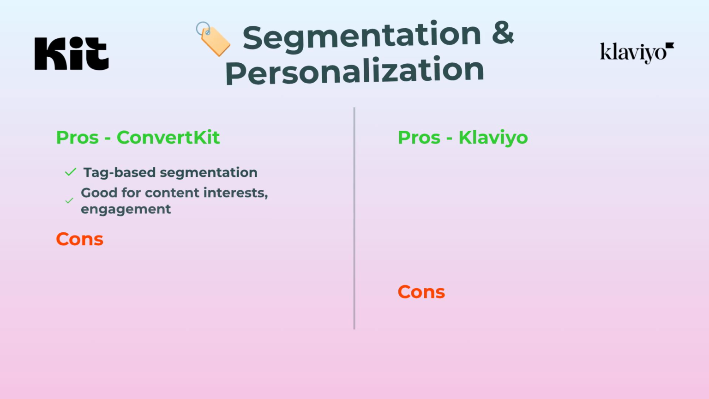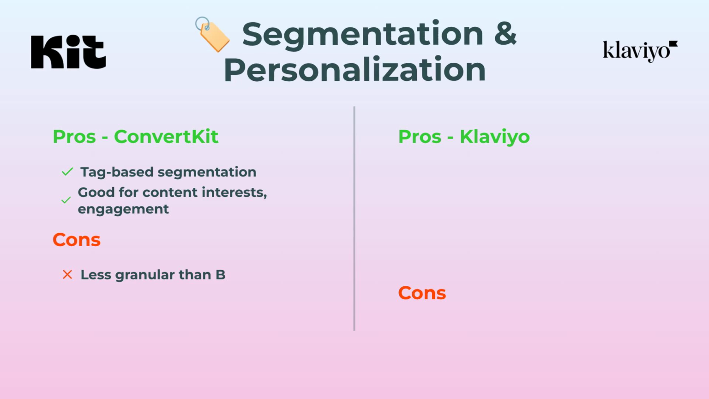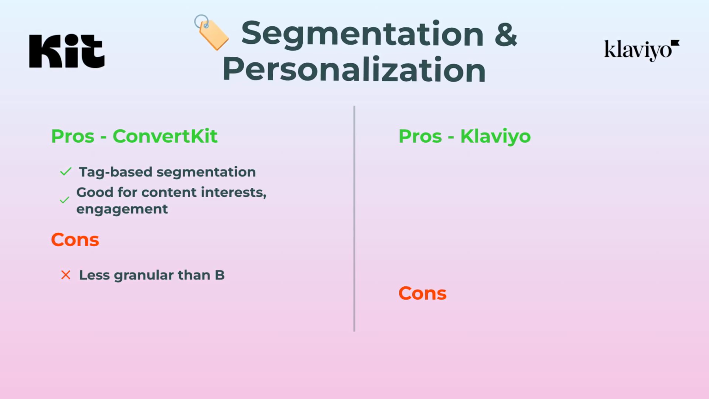Segmentation and personalization. All right, ConvertKit uses a tag-based system, so you can split your list based on interests or how engaged people are, which honestly works well for creators. But compared to Klaviyo, it's a little basic.